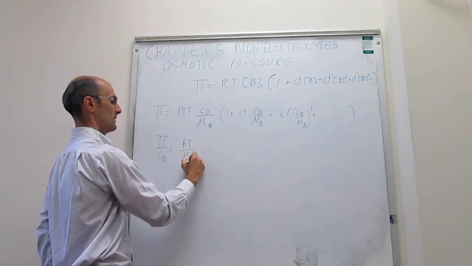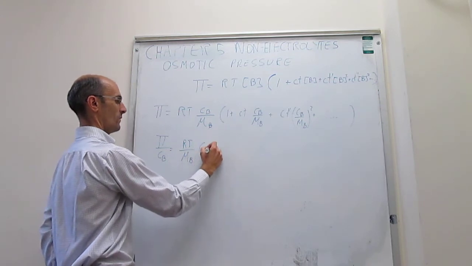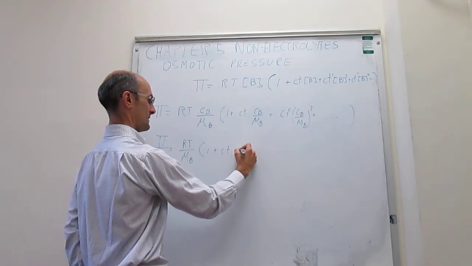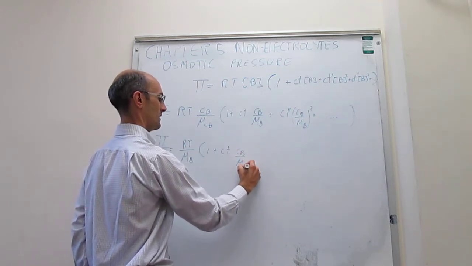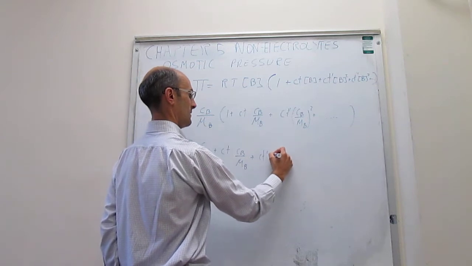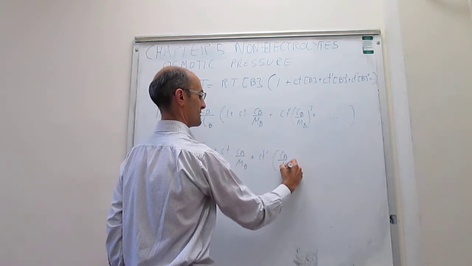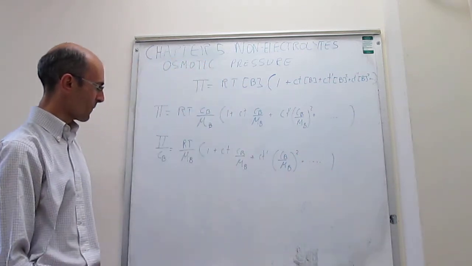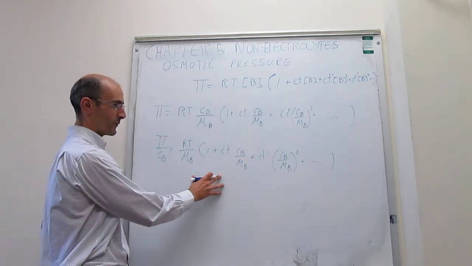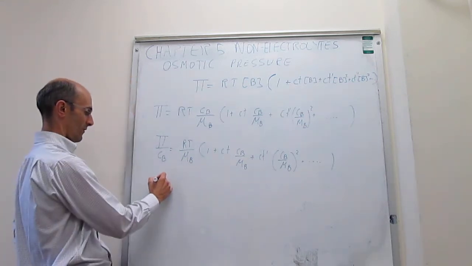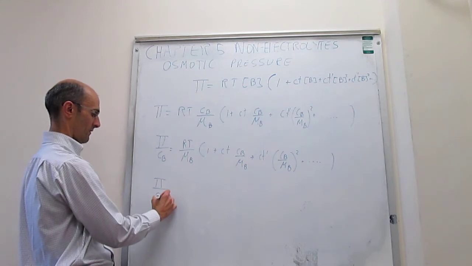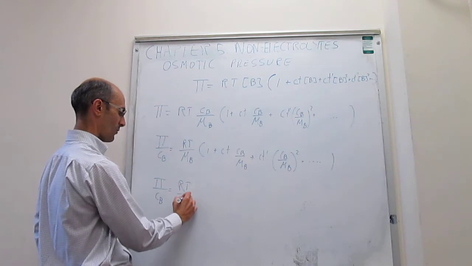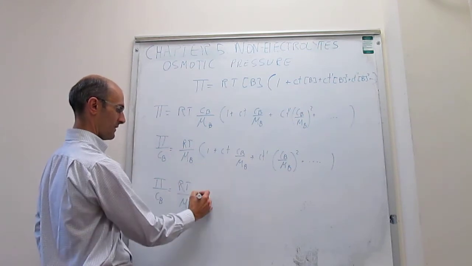Okay, so if we divide over the mass concentration, this is going to be equal to RT over the molar mass of B, multiplying 1 plus constant times C_B over the molar mass of B, plus constant prime times C_B over the molar mass of B squared, and again all of those terms. Okay, and finally what we can do is just operate through the parentheses and see what results here.